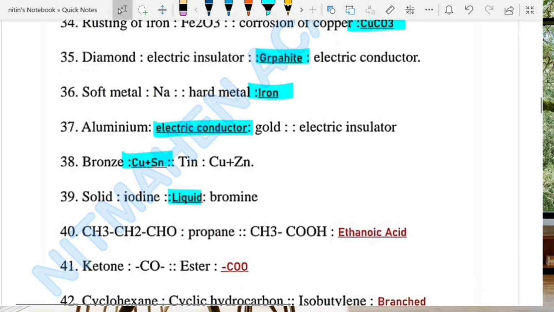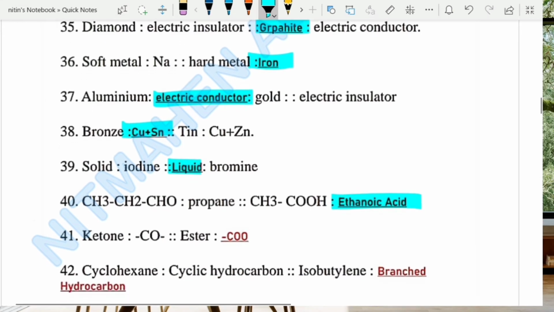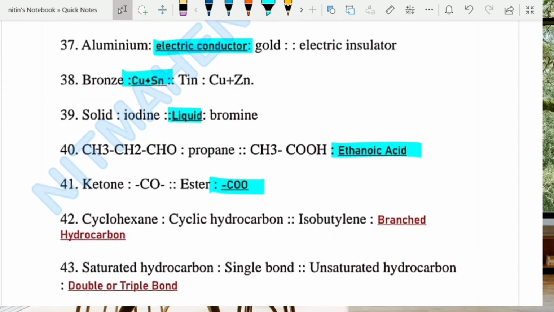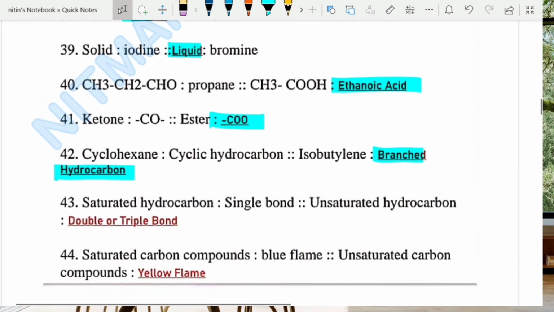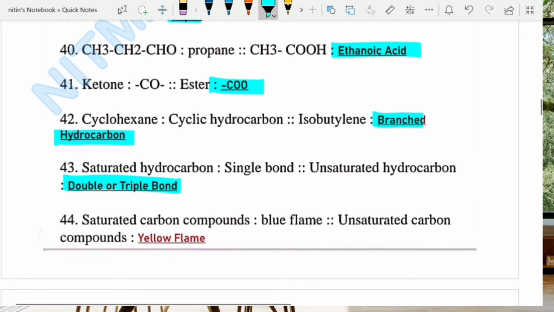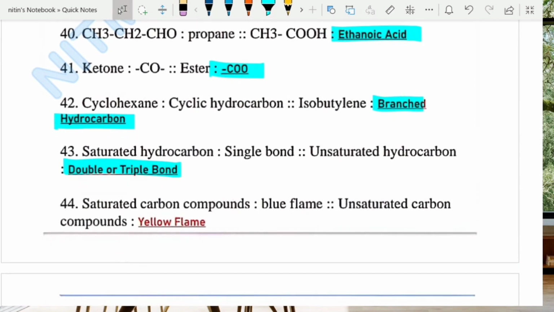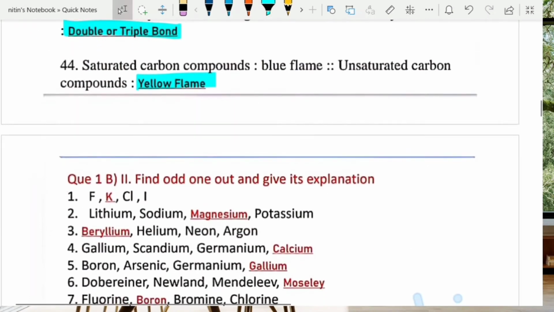CH3CH2CH3 is known as propane, CH3COOH is known as ethanoic acid. Ketone, and it is known as ester. Cyclohexane is a cyclic hydrocarbon, isobutane a branched hydrocarbon. Which is branched? Saturated hydrocarbons have single bonds, unsaturated hydrocarbons have double or triple bonds. Saturated hydrocarbon compounds burn with a blue flame and unsaturated hydrocarbons with a yellow flame. Next, find the odd man out.